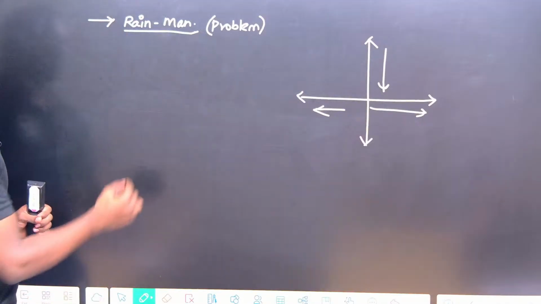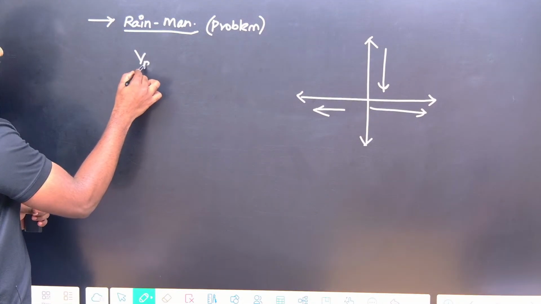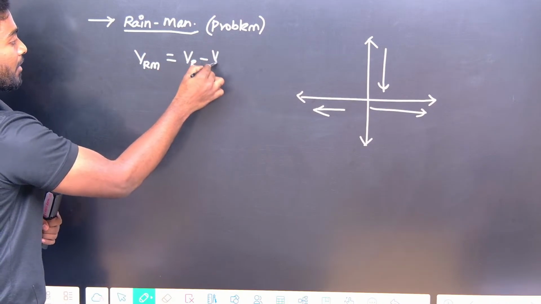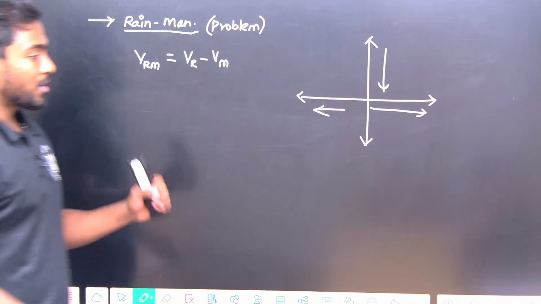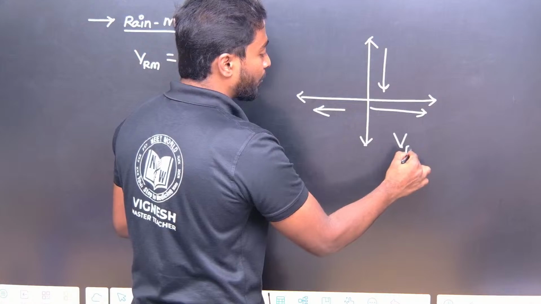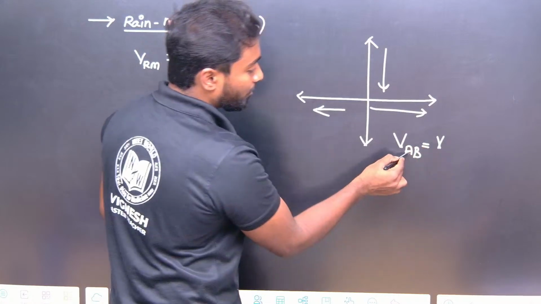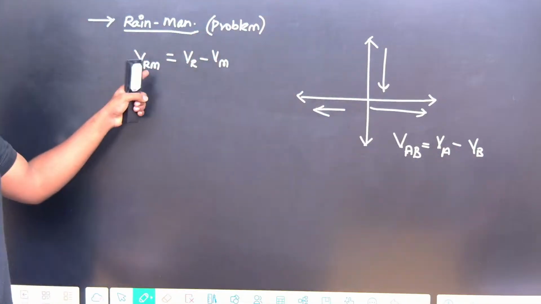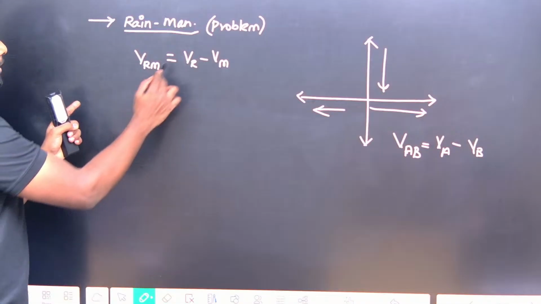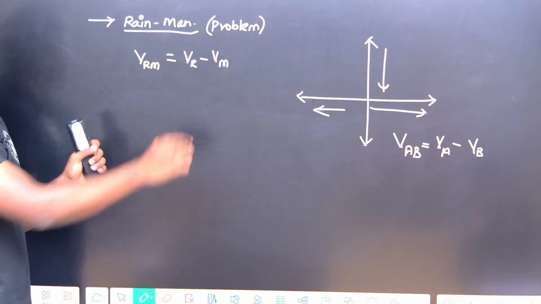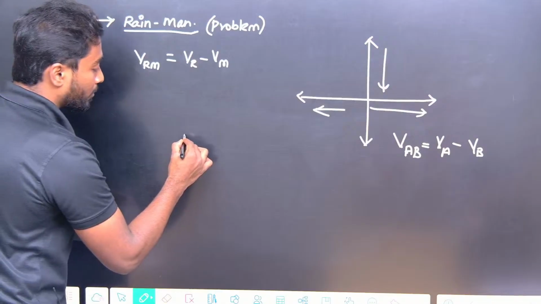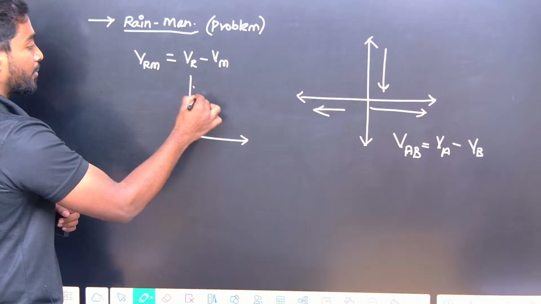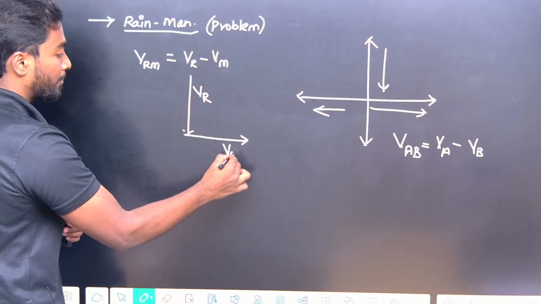Now, we need to get the velocity of the rain with respect to man, which is nothing but the formula velocity of the rain minus velocity of the man. Yesterday we have seen that if they are asking velocity of A with respect to B, the first one is velocity of A, the second one is velocity of B. Similarly, R, M they have given, rain and man. So, velocity of the rain, velocity of the man. Okay. So man is walking in this direction and rain is falling in this direction. So this is my velocity of the rain and this is my velocity of the man.